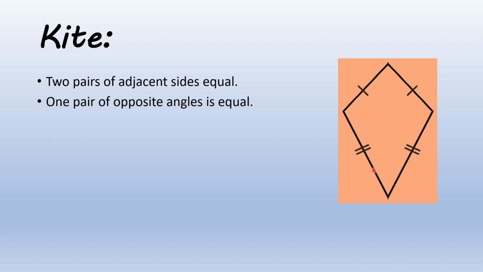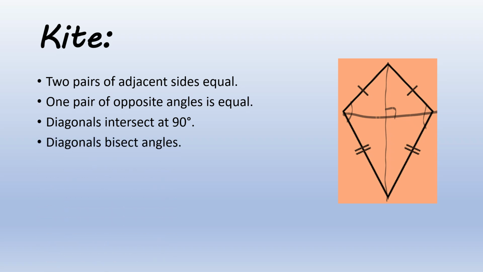Now next we have one pair of opposite angles is equal. Now which one will be equal? So this one will be equal in them. Okay, now next, diagonals intersect each other at 90 degrees. So if I draw a diagonal like this, from here to here and from here to here, they will meet at a 90-degree angle, and diagonals bisect angles, so they divide the angles into two equal parts. Now let's see the next one we have with us.